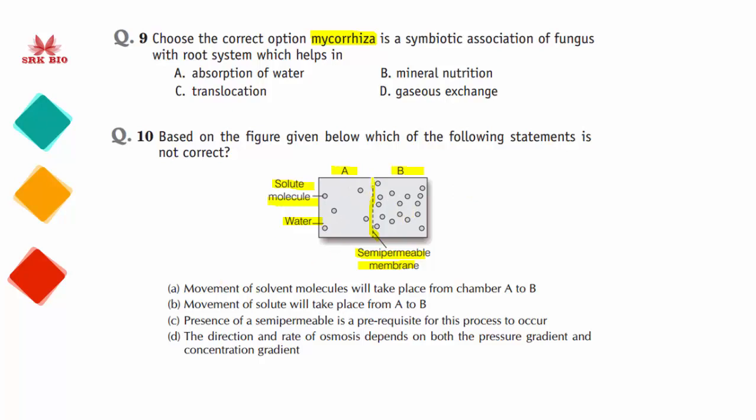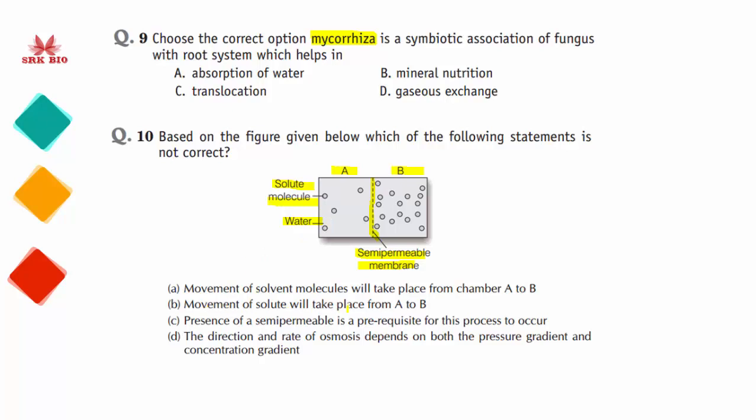Let's look at the options. How is it possible? Because it is separated by a semi-permeable membrane. When solutions or water having two different concentrations are separated by a semi-permeable membrane, definitely there is a movement of the water taking place from higher concentration to lower concentration. Let's see the options. Movement of solvent molecule will take place from chamber A to B. It is correct. Solvent is nothing but water.